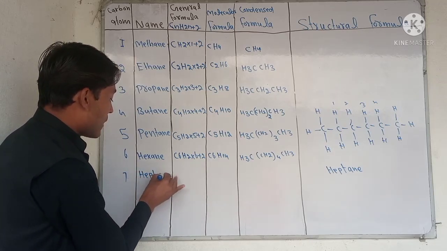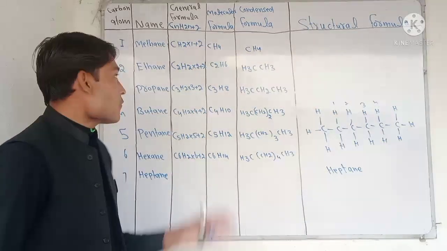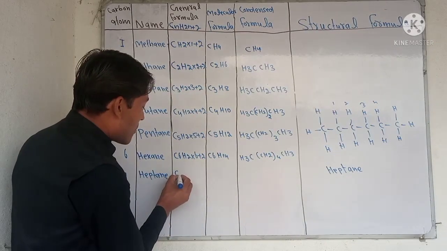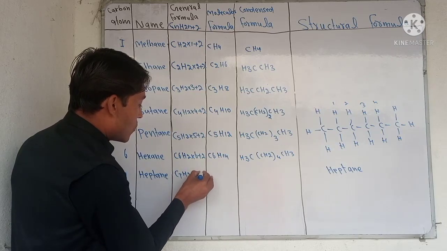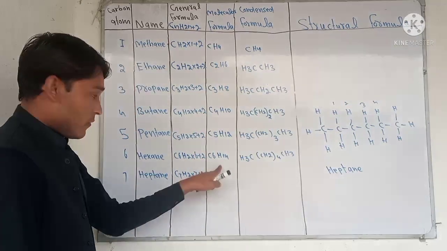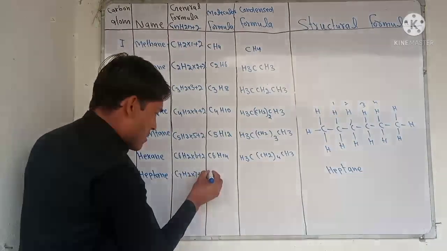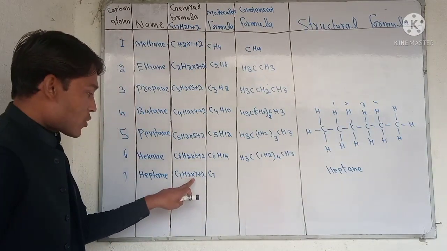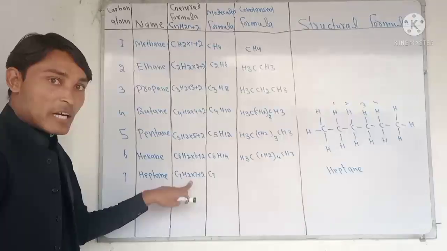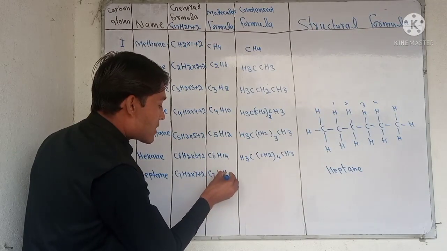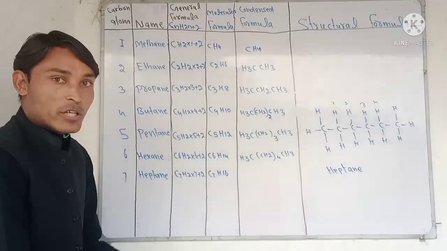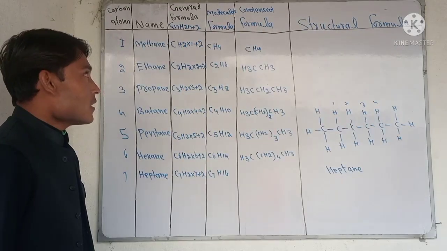Heptane, that is called heptane. And what can be the general formula? The number of carbons is 7, and hydrogens are 2 multiplied by 7 plus 2. So how can we make the molecular formula? Remember it: C7H2n+2 means 7, 2 times 7 is 14, plus 2 is 16. So the number of hydrogens we get is 16.